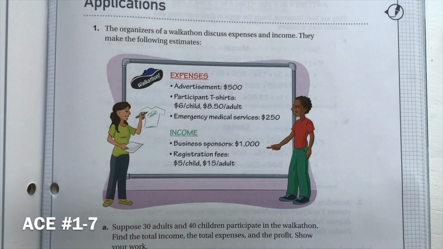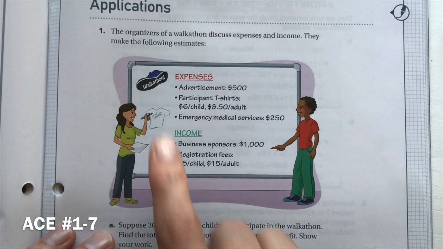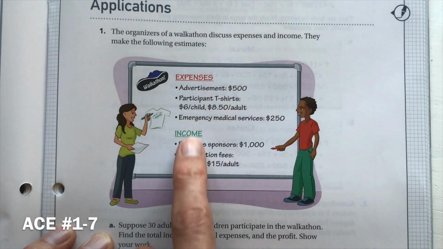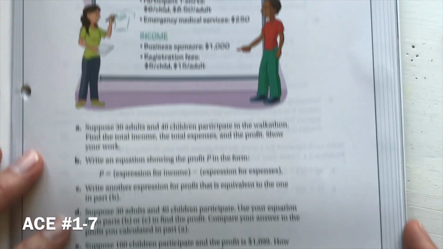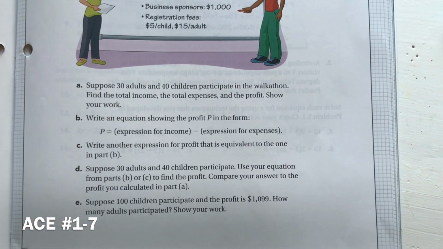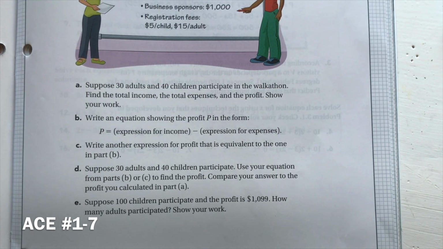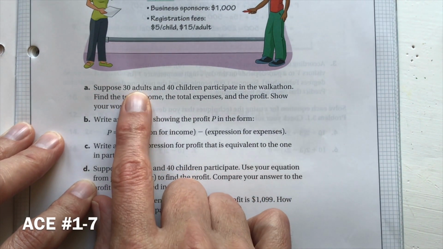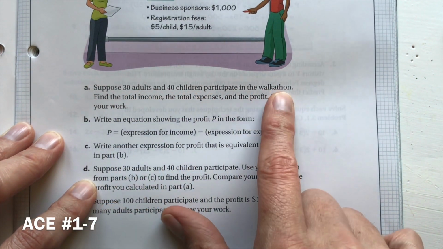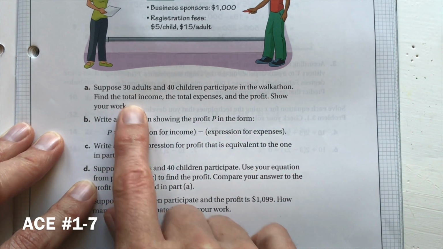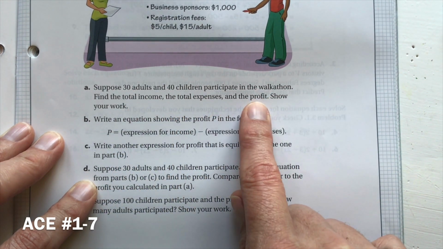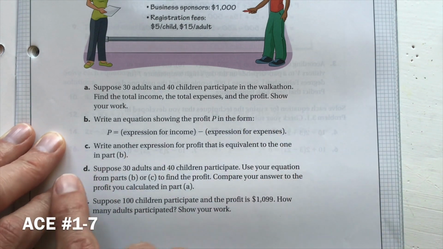All right, so question number 1 says the organizers of a walkathon discuss expenses and income. They make the following statements. And here it is, all the expenses and all the income. So right away, your questions are going to be dealing with profit. Don't forget that profit equals income minus expenses as you work through this. Suppose that you have 30 adults and 40 children that participate in the walkathon. Find total income, total expenses, and the profit. Show your work.